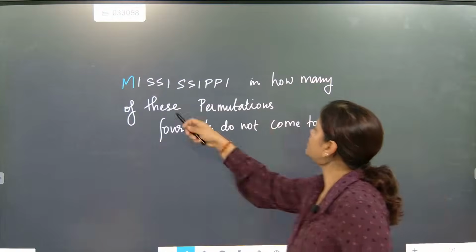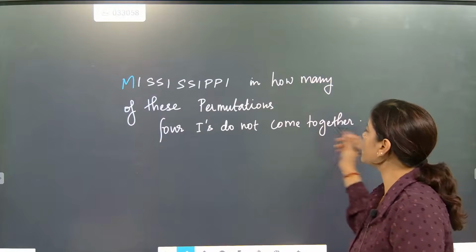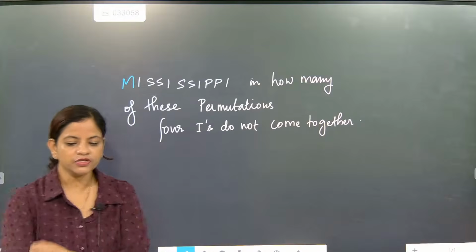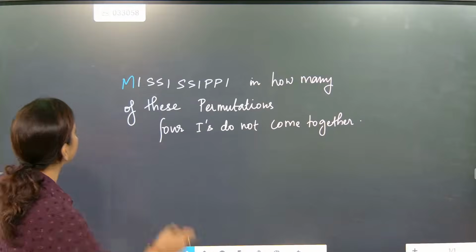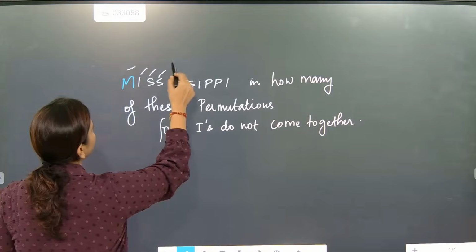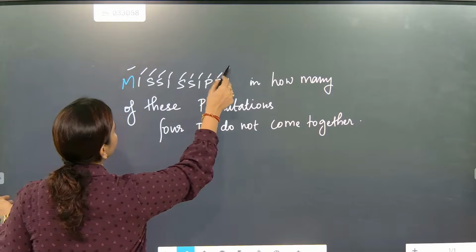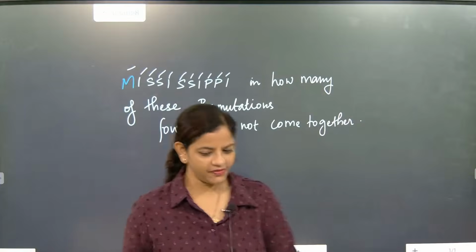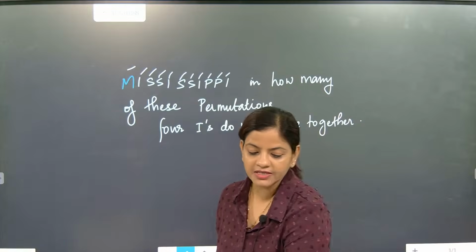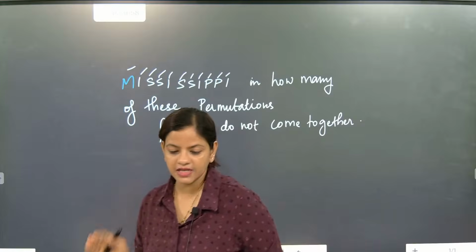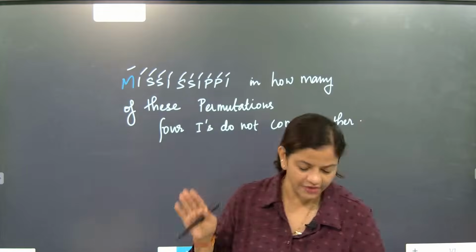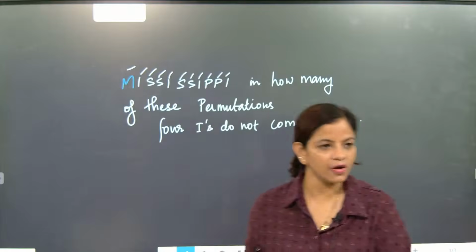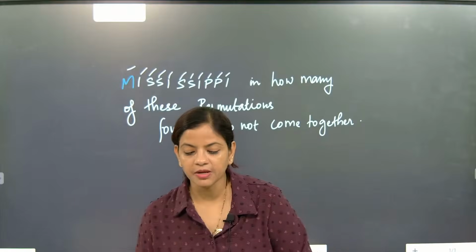So now look here. Mississippi, in how many of these permutations do four I's not come together? So the first important work we are going to do here is counting the letters. 1, 2, 3, 4, 5, 6, 7, 8, 9, 10, 11. So total is coming as 11. No problem. Once you write this 11, how much is it exactly? 11 factorial.